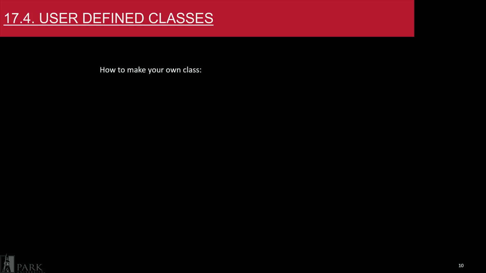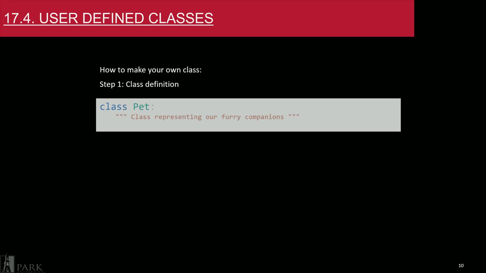As we've seen, there are plenty of objects and plenty of classes that already exist within Python, and we create objects based off of those classes. But it begs the question, how do we make our own classes? Well, first, you have to use the class definition. In this case, I'm making a class Pet.